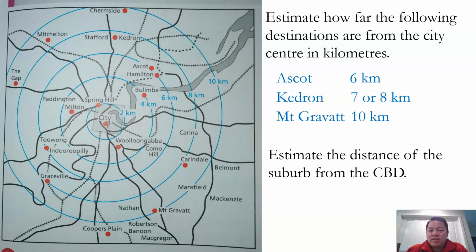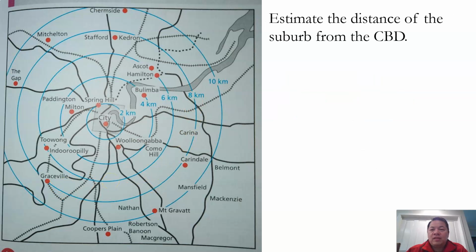They say estimate the distance of the suburb from the CBD. So it's still Gracevere. Sorry, Gracevere is 8 kilometers. Gracevere is here. It's 8 kilometers. Yep, 8 is here. That's how you get the answer.